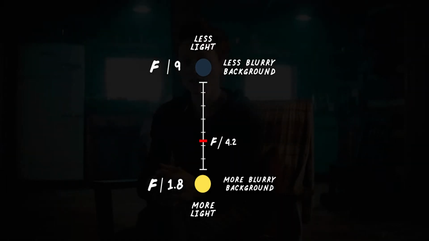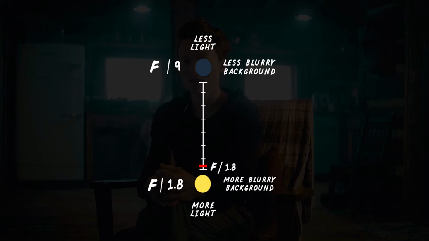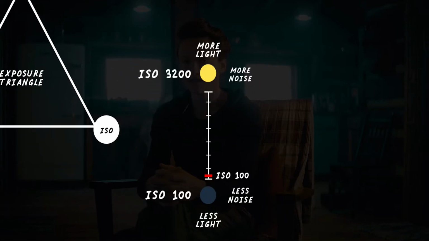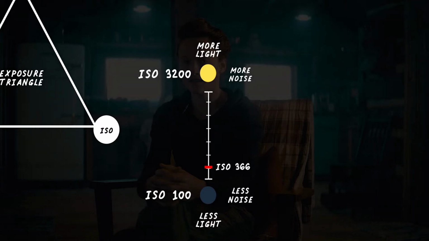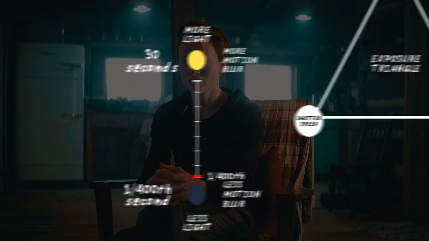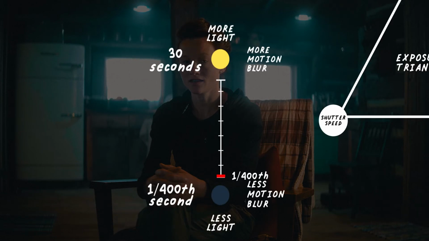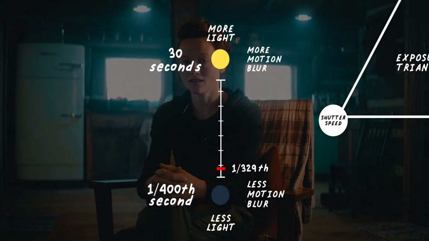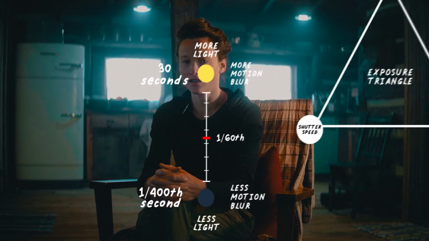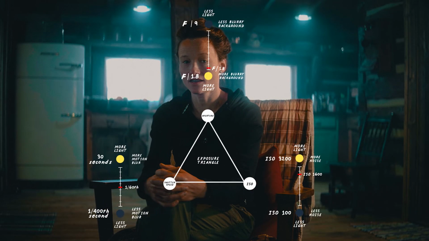Based on the lens we're using, we can go all the way down to f1.8, but it's still underexposed. So let's take up the ISO to the most we can before it gets too noisy. On this camera, it's about ISO 1600, and it's still underexposed. So our last option to bring in more light is the shutter speed. Let's take it down from 1/400th of a second to 1/60th. Since our subject is occasionally moving and talking, we can't go any lower or they'll have motion blur. So this looks pretty good.